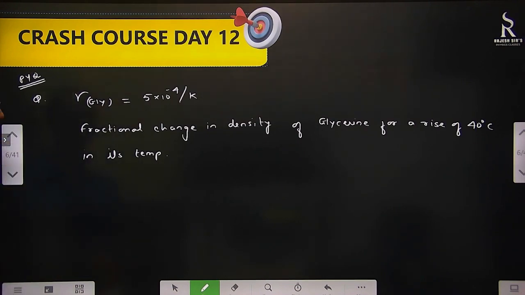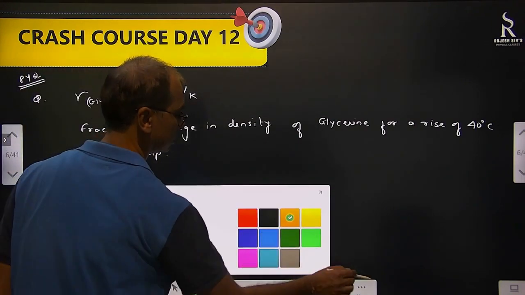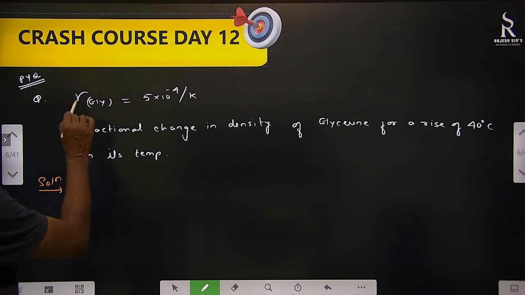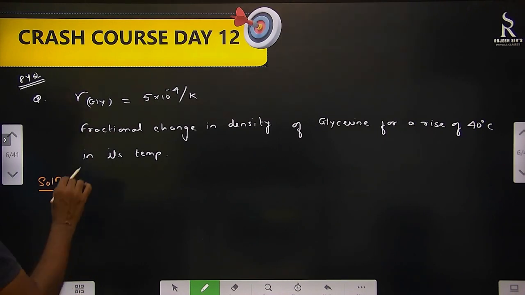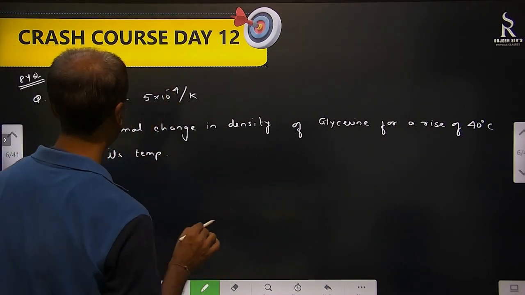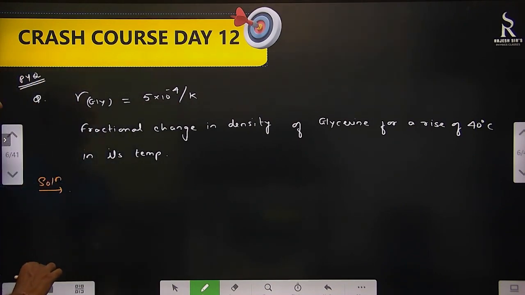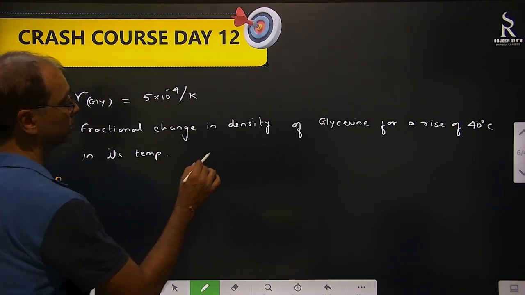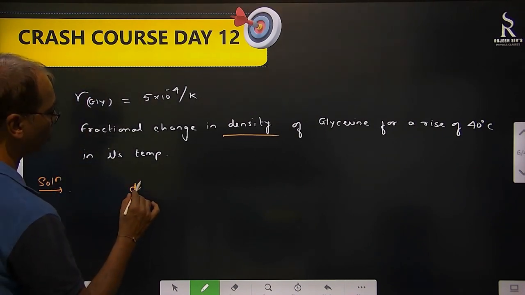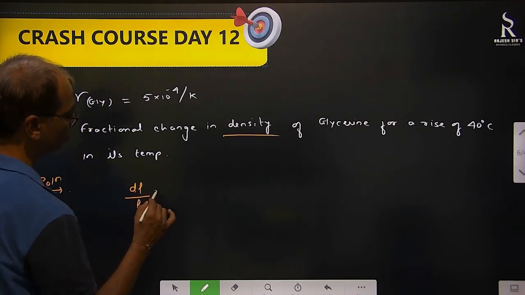What is this now? So gamma for glycerin is given, 5 into 10 to the power minus 4 per Kelvin. This is gamma, gamma for glycerin. Fractional change in density of glycerin for a rise of 40 degrees centigrade in its temperature. Fractional change in density. That means he is asking d rho by rho or delta rho by rho.